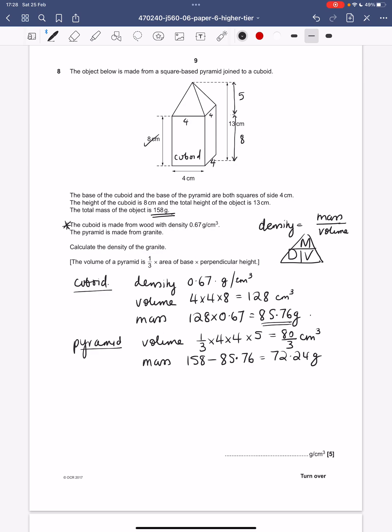72.24 grams. Volume, mass, and what do we want? Density. That's what we need. That's the answer. So density is mass over volume. So it's that divided by that. So density is 72.24 divided by 80 divided by 3.